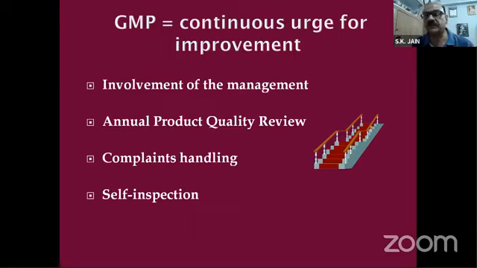Involvement of the management. How will you see that improvement is required? By involvement. If the management is really involved in all the processes, if they are observing all the processes, only then can they see the improvement. Annual product quality review: if the quality of the product is reviewed annually or biannually, then we can have some improvement in the process and in the product quality.